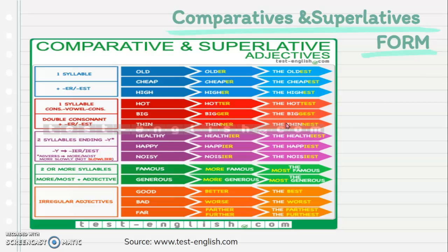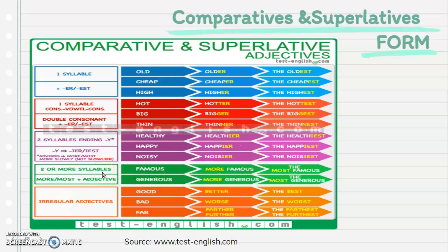For adjectives that end in Y, we drop the final Y and change it for I in both cases. We add ER for the comparative and EST for the superlative. For example, healthy, healthier, the healthiest. Happy, happier, the happiest. Noisy, noisier, the noisiest.